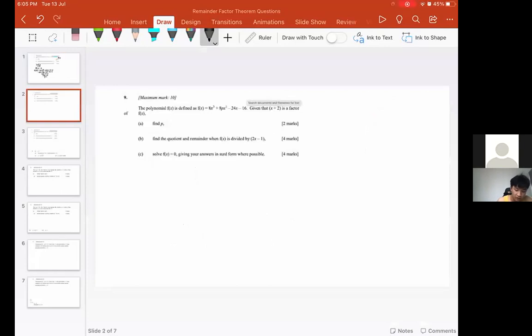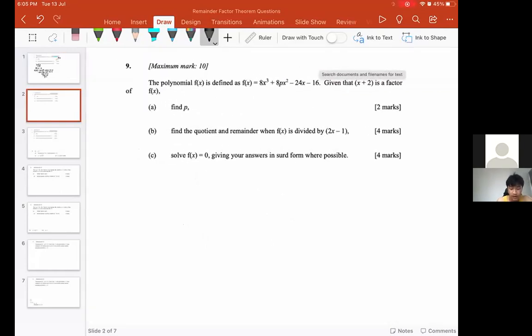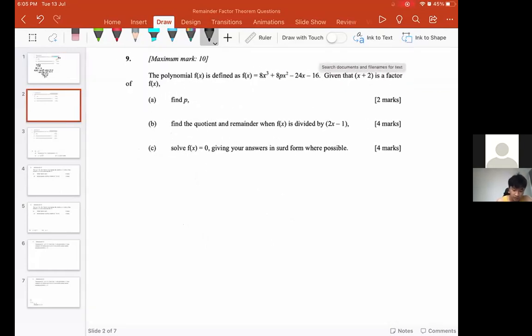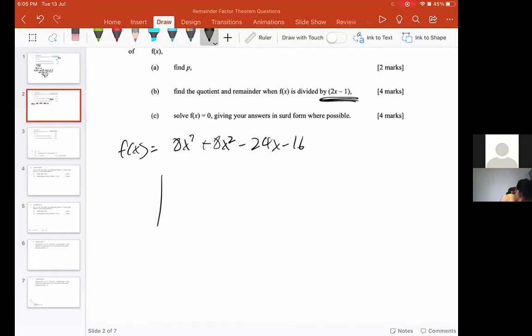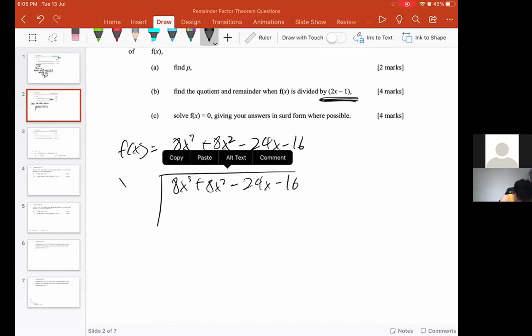Now, once we know the value of p, they want us to find the quotient and remainder when f(x) is divided by 2x minus 1. So let us rewrite f(x) with the found value of p. So f(x) is actually equal to 8x cubed plus 8x squared minus 24x minus 16, when it's divided by 2x minus 1. So here we want to apply long division. So we have the whole thing, 8x cubed plus 8x squared minus 24x minus 16 divided by 2x minus 1.